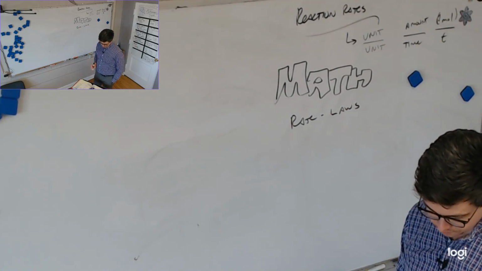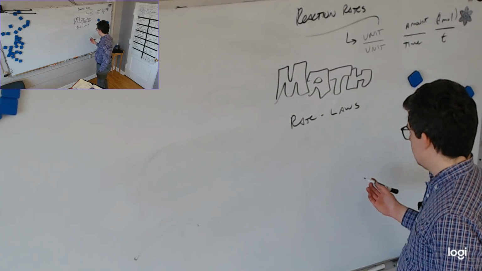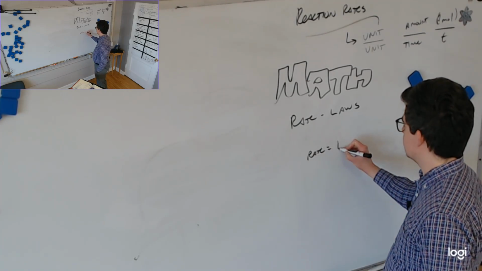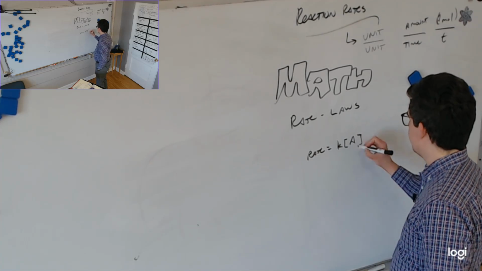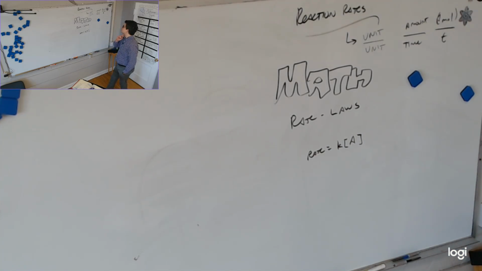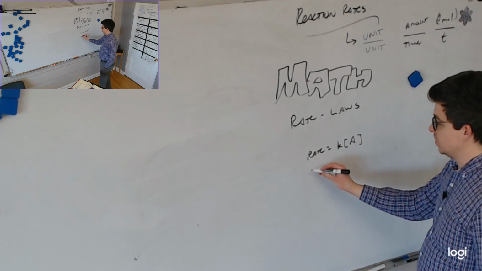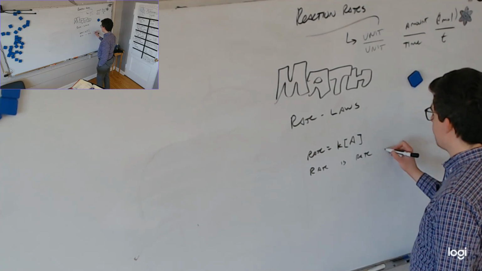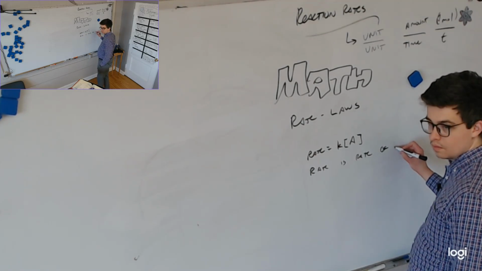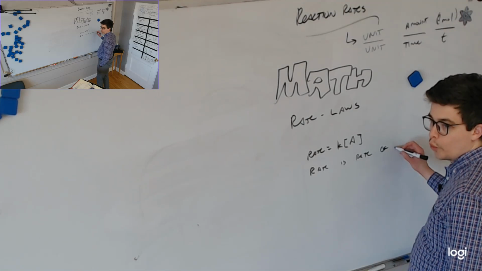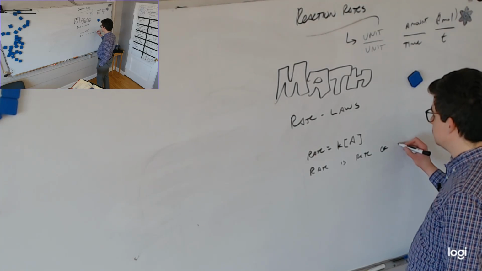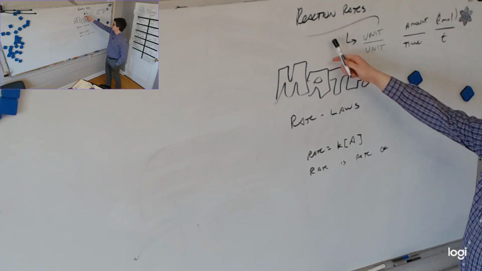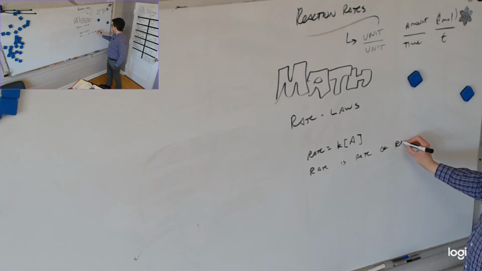Rate laws. And the simplest version of this, we just write rate equals K[A]. Where rate, obviously we know what rate is. Rate is rate of what specifically? A substance. The rate of what though? Of A, of the reaction.